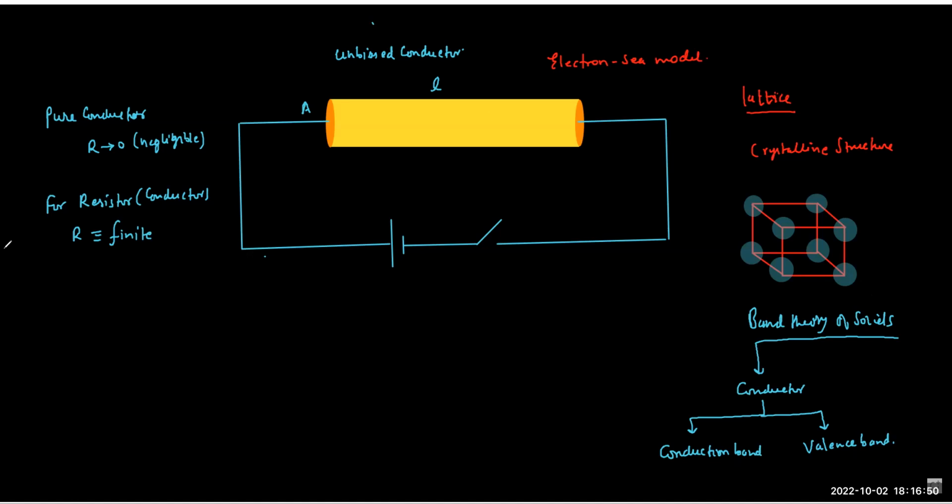So in case of conductor, we have a large number of, we say, inexhaustible supply of free charge carriers. I'll write somewhere here: inexhaustible supply of free charge carrier.